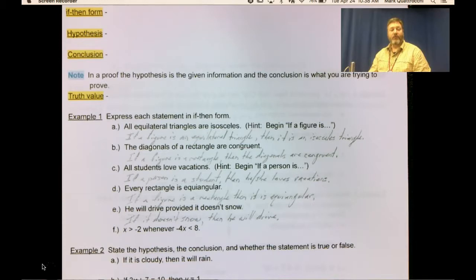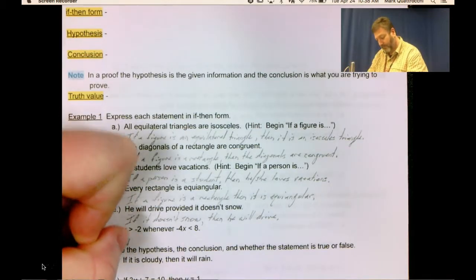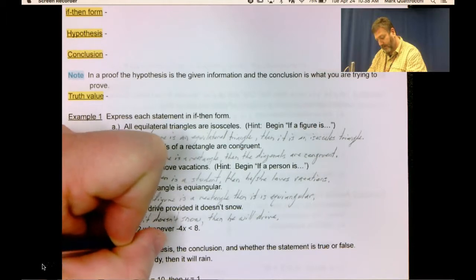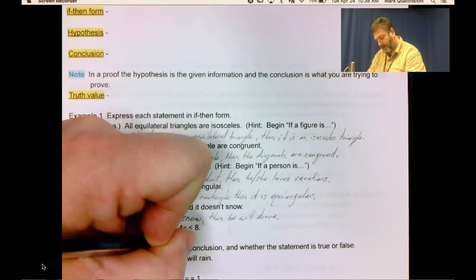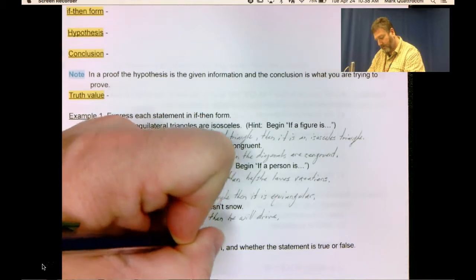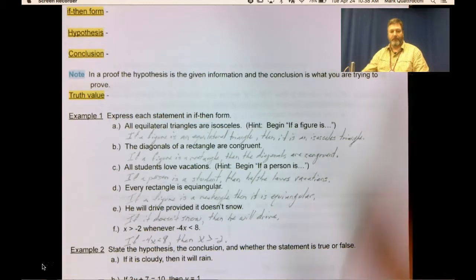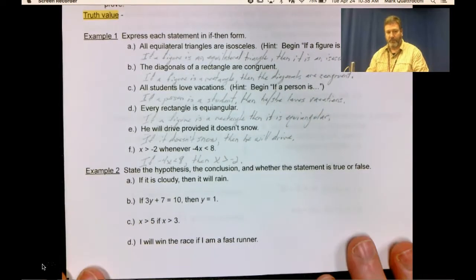X is greater than -2 whenever -4x is less than 8. What's the conclusion here? What are we concluding? We're concluding x is greater than -2 whenever this is true. So, if -4x is less than 8, then x is greater than -2. Alright, that's example 1. Now move on to example 2.